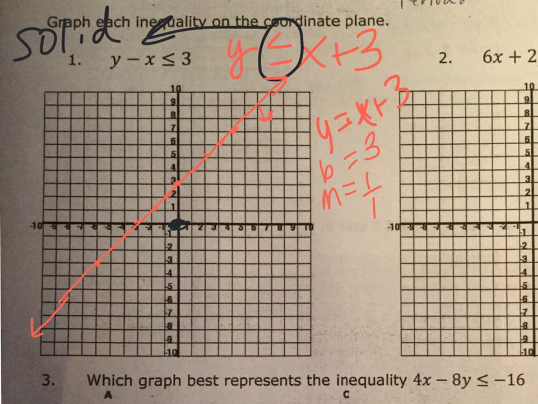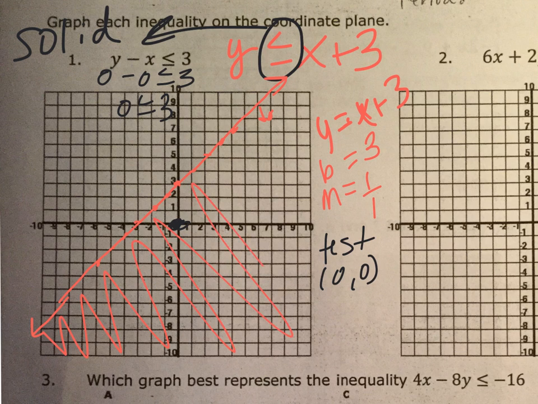So I'm going to go back to the original equation here. 0 minus 0 less than or equal to 3, because my test point, like I said, is going to be 0, 0. Okay, so is 0 less than or equal to 3? Yes, it is. So we're going to shade where that point is, which is this area in here. And you get the idea there. Okay.